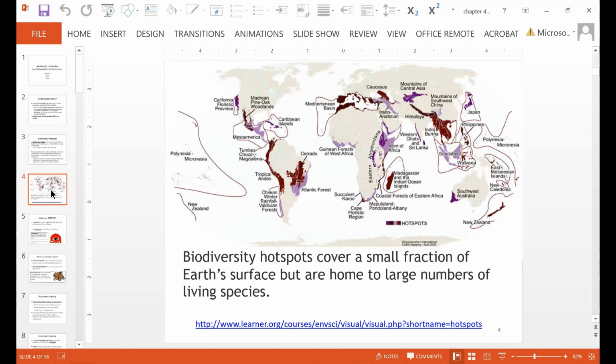This map shows biodiversity hotspots around the world, and you can see they cover small fractions of the Earth's surface, but they are home to very, very many different types of species. So the purple and the red are different biological hotspots, biodiversity hotspots.